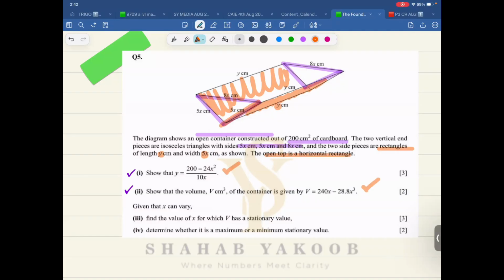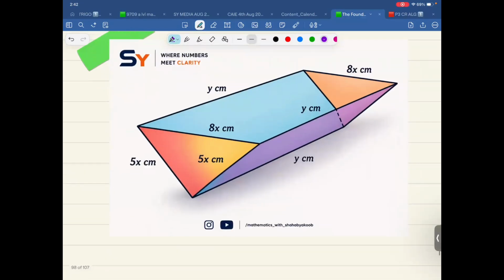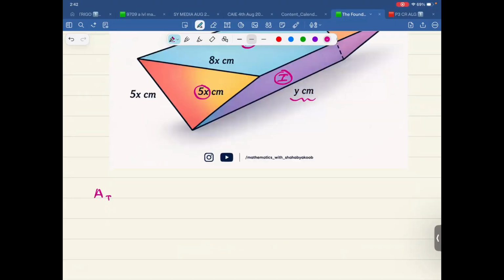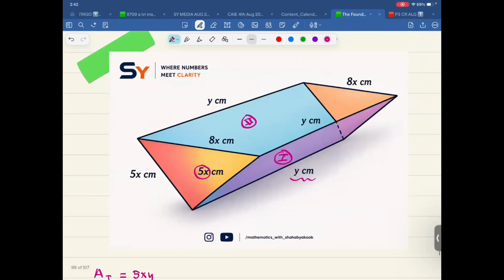So again, this is a past paper P1 question. So we are using knowledge of O-level maths, and I'm focusing on this. How important is O-level maths? So let's look at this figure. This is a nicer figure. Now, what do I have? This that is 5xy. Area of 2, that is also 5xy. Now, what else do I need?